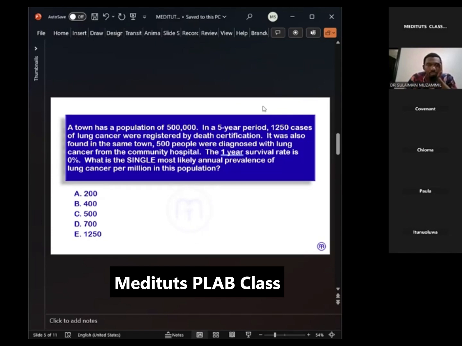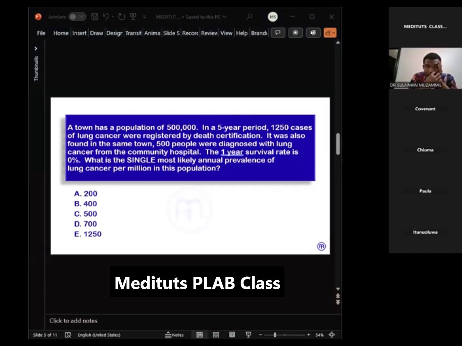Okay. So a town has a population of 500,000 people. In a 5-year period, 1,250 cases of lung cancer were registered by death certification. It was also found in the same town, 500 people were diagnosed with lung cancer from the community hospital. The 1-year survival rate is 0%. What is the single most likely annual prevalence of lung cancer per million in this population? Should I read out the options? Yes, please. Okay, so A, 200, B, 400, C, 500, D, 700, and E, 1,250.